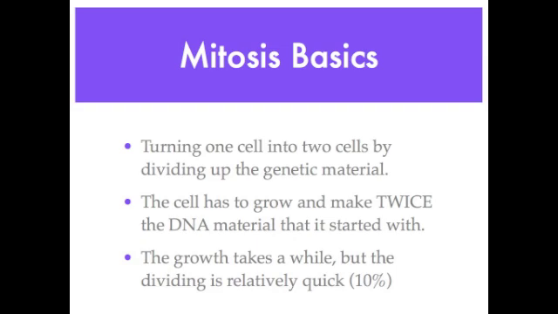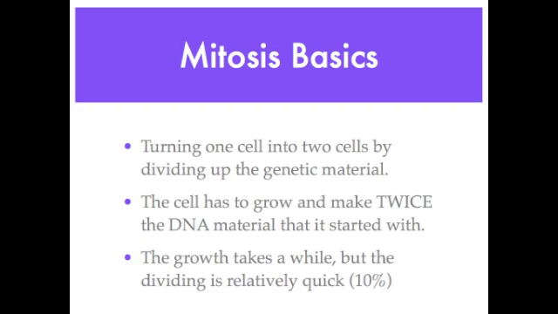This is a little bit different from something we're going to learn about in a second, which is cytokinesis. Cytokinesis is where we divide all the other stuff up. Mitosis is just dividing up the genetic material. The cell has to grow, and it has to make two times of everything, and that includes the DNA. DNA, again, is what we use to transfer our hereditary information.